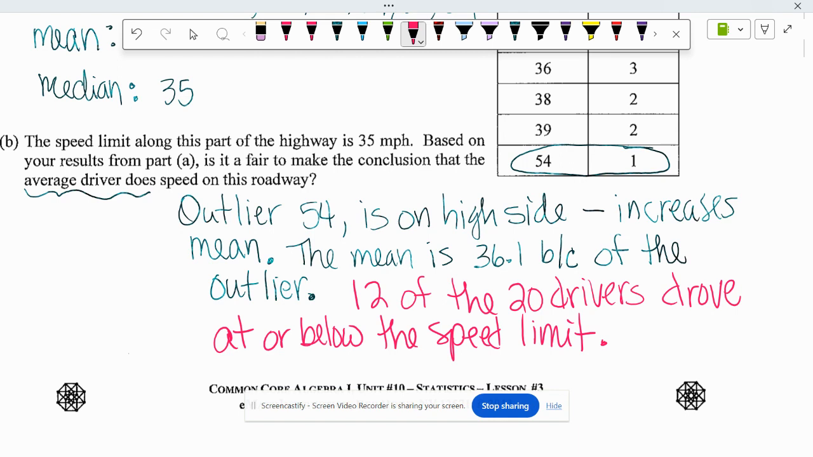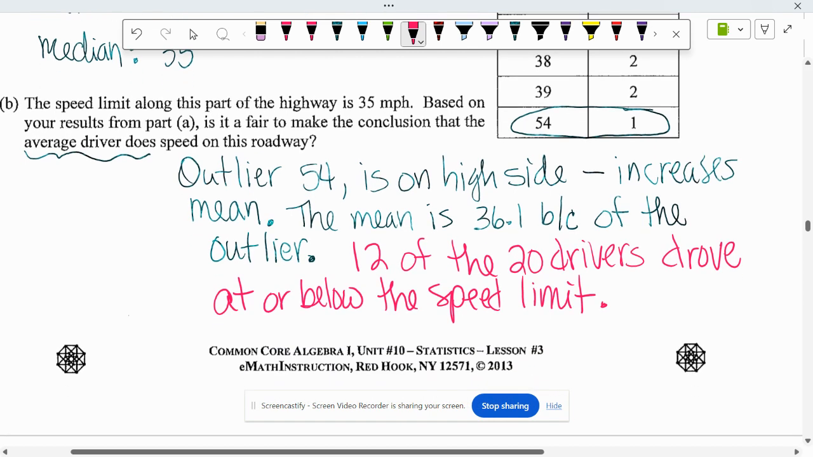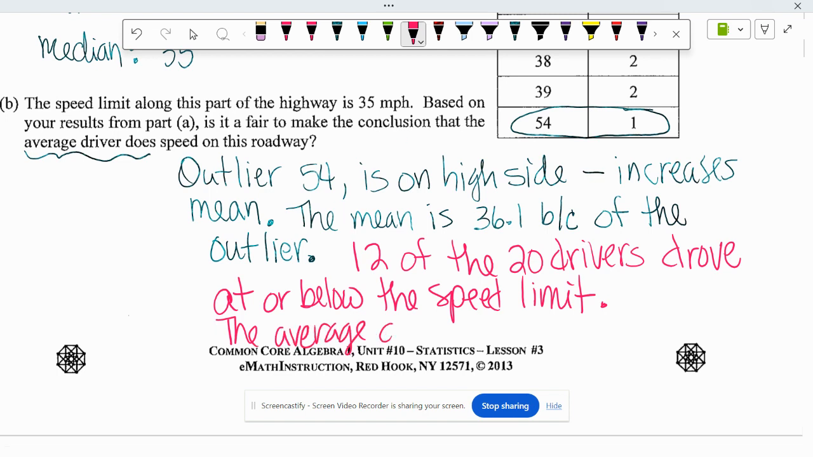You're amazing. Thank you so much, Mr. Urban. So probably if more of the drivers were driving the speed limit or less, 12 is more than half, right? I would say that probably the average driver does not speed. And that's what I'm going to write. The average driver does not speed.